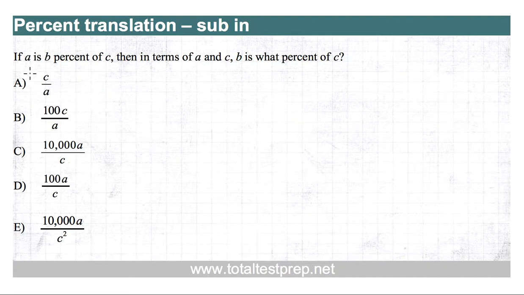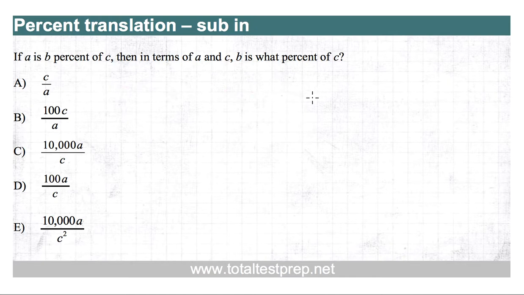We're asked if A is B percent of C, then in terms of A and C, B is what percent of C. So this is another percent translation question. It's a word problem with percents. It's a lot more difficult than the one we've done in previous video because it's a lot more abstract, but the same general strategy applies.